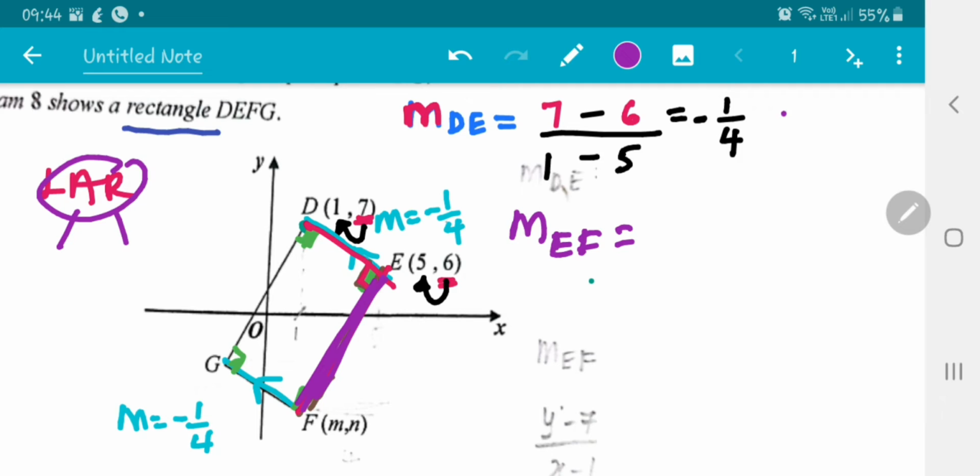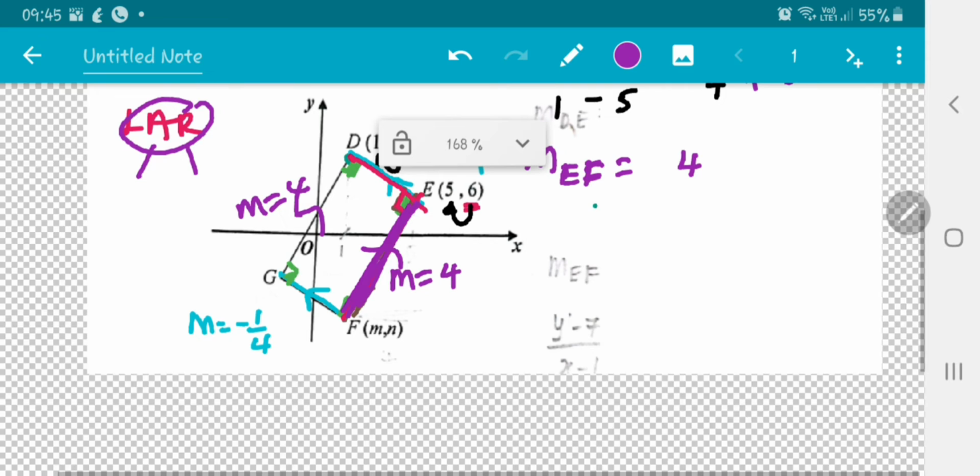Okay, so ini gradient DE, right? So nak cari gradient EF, ingat konsep perpendicular lines. LAR, always reverse. Reverse, jadi diterbalikkan saja, 4 over 1 jadi 4. Negative become positive. Maknanya gradient EF is 4. So kalau ini gradient dia 4, this line also the gradient is 4. Itu yang pertama you buat bila dapat soalan belum baca sampai habis. Okay, next. Mari kita baca soalan.